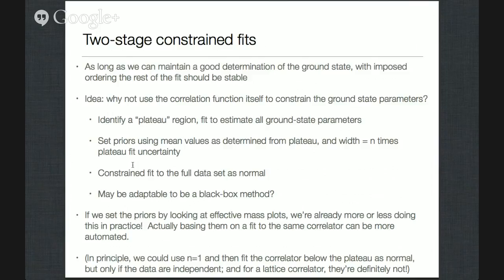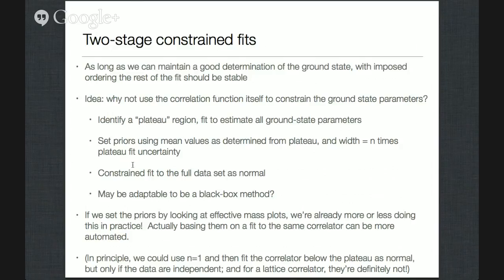So the idea is to start with what a lot of people are familiar with in these analyses. You identify a plateau region in your correlation function. So look at an effective mass plot, look for it to be flat. So you know the data there is dominated by one state. And you do a small fit there, a fit with one state in it, and you use that to estimate the ground state parameters. And then you use those as an input to a constrained fit on the whole data set. You set those priors I was talking about using the mean values from the plateau. The width you can set to some multiple of the uncertainty you get from your fit from the plateau. Again, it doesn't have to be too tightly constrained. You're trying to eliminate numerical instability.